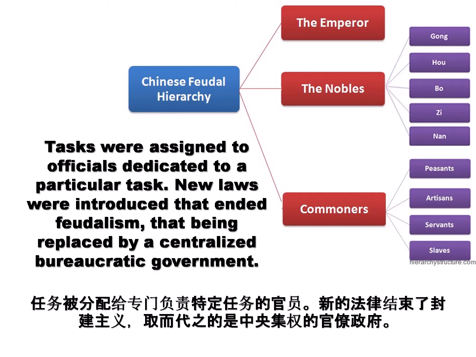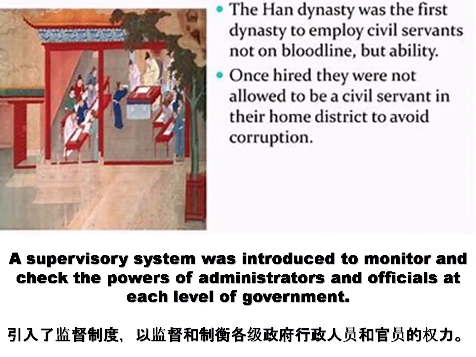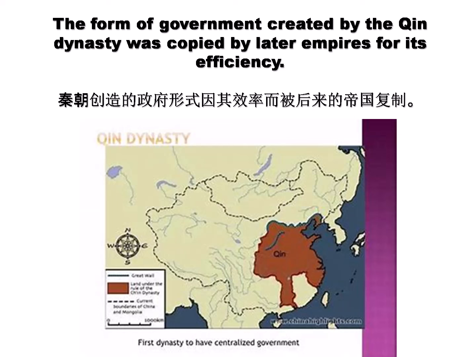New laws were introduced that ended feudalism, that being replaced by centralized bureaucratic government. A supervisory system was introduced to monitor and check the powers of administrators and officials at each level of government. The form of government created by the Qin dynasty was copied by later empires for its efficiency.